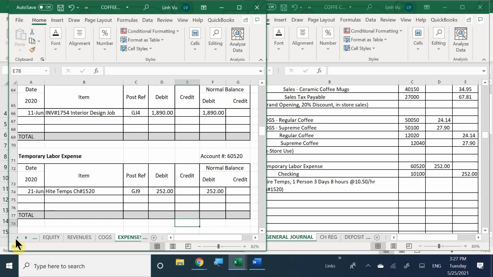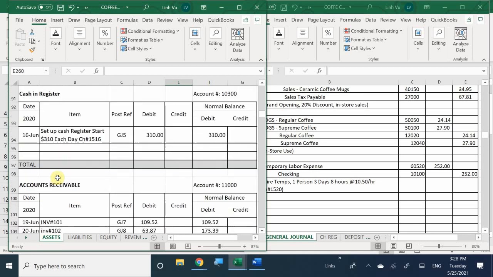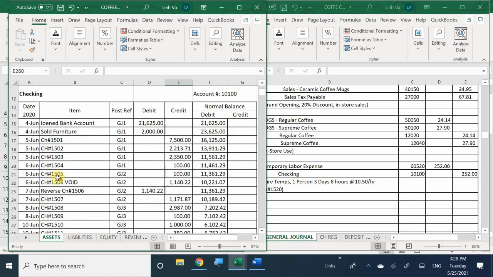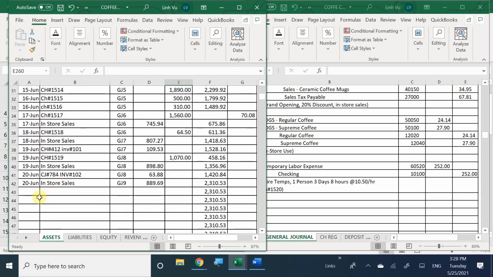Under assets. Oops. Whoa, whoops. What am I doing? Here you go. Check number 1520, GJ9, a credit of 252, which will give you a running balance of 2058.53. Good. Excellent.